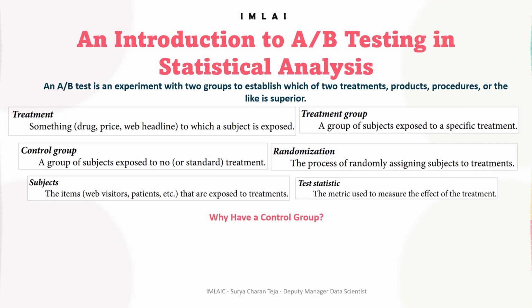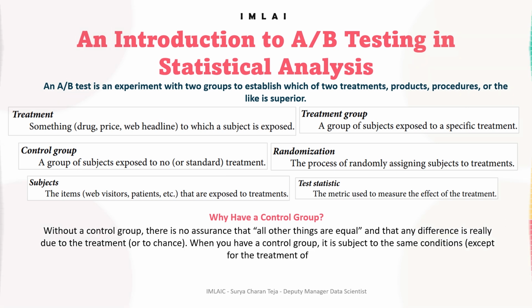Without a control group, there is no assurance that all other things are equal and that any difference is really due to the treatment or to chance. When you have a control group, it's subject to the same conditions as the treatment group except for the treatment of interest. If you simply make a comparison to baseline or prior experience, other factors besides the treatment might differ.